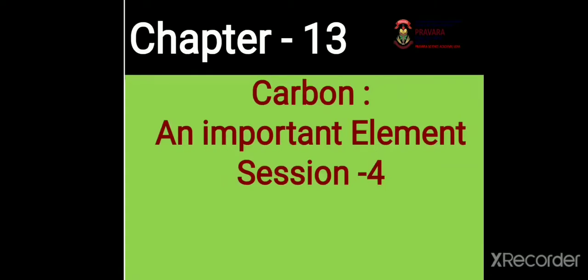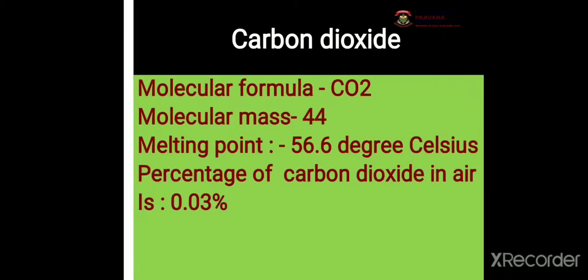This is the fourth session for the chapter Carbon and Important Elements. In the first two sessions, we learned about the different allotropes of carbon. In this session, firstly, we learn about carbon dioxide.